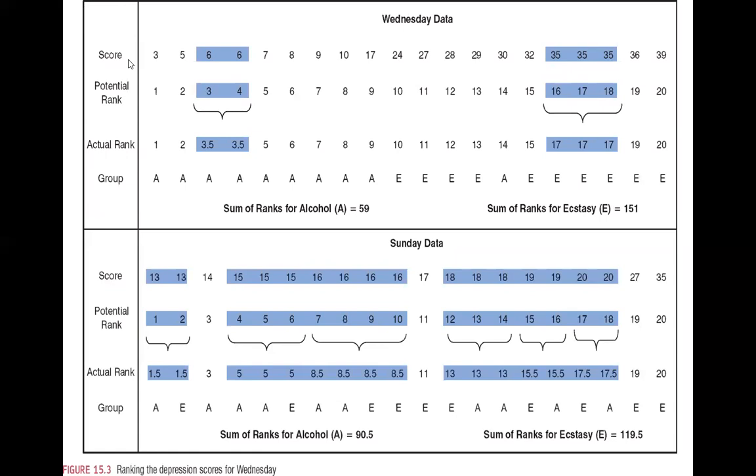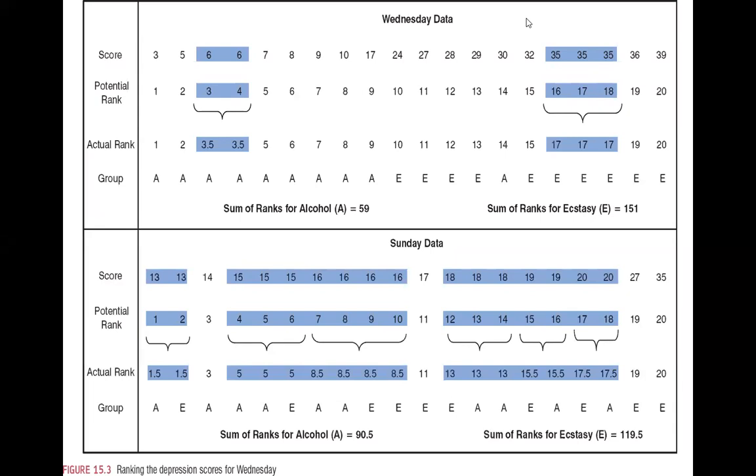Through this we obtain the scores, and all the scores we arrange in ascending order. The lowest score is 3, the second is 5, then the score is a tie, 6, 6, 7, 8, 9, 10, and the highest is 39, and some are tying. There is a tie in score.